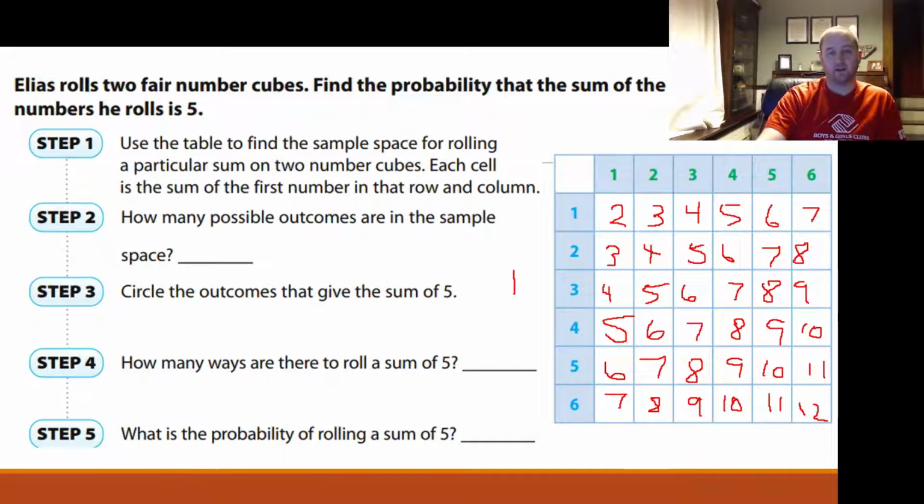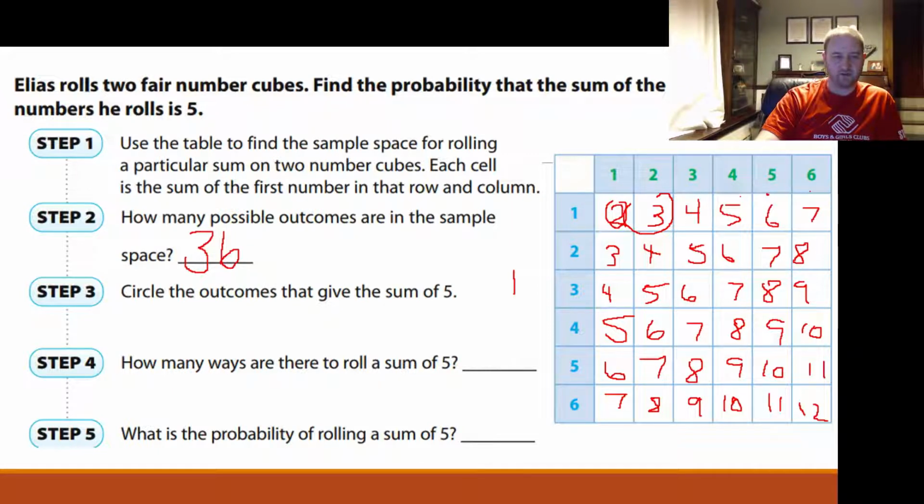How many are there, right? Well, there's 1, 2, 3, 4, 5, 6. So each row has 6, and then there's 6 rows. That's a total of 36 possible outcomes. Okay. Step 3, circle the outcomes that give a sum of 5.